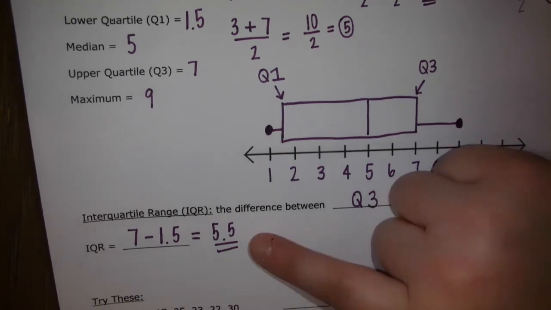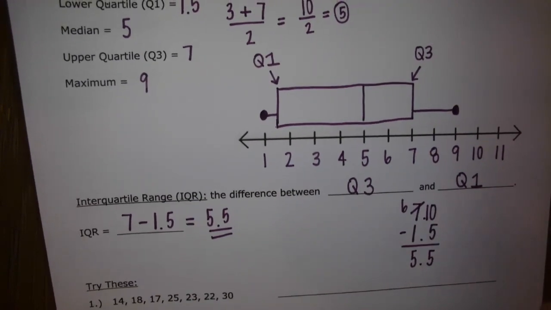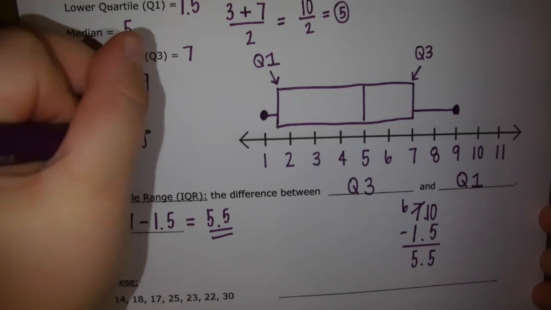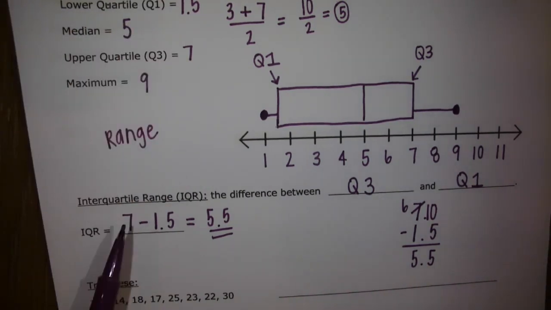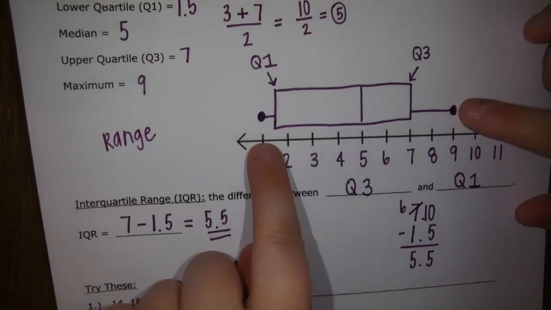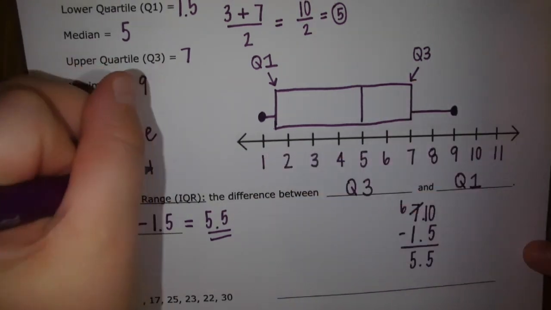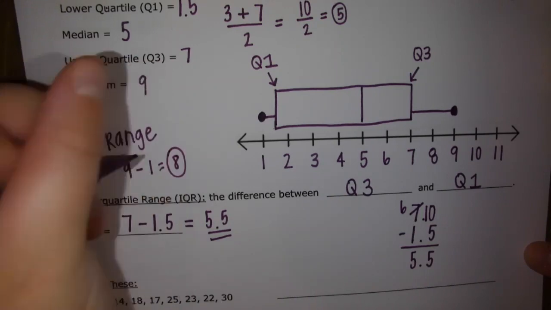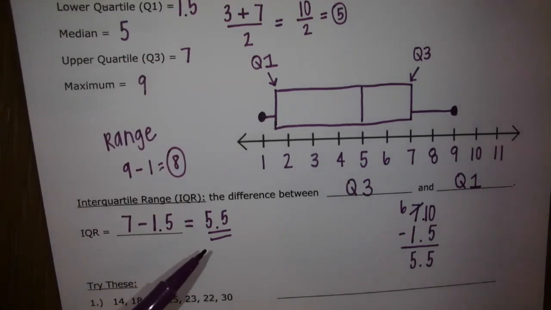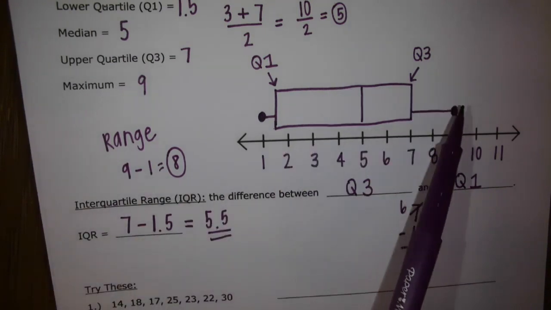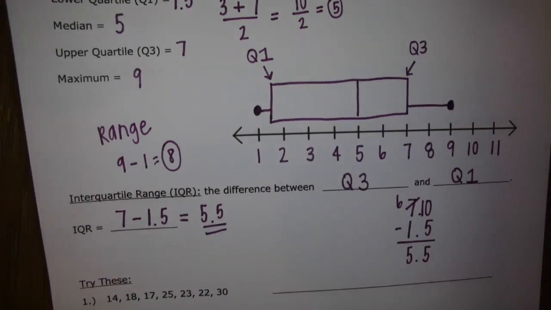Now, we have our interquartile range, but please remember that there is just normal range. And normal range is always your biggest number minus your smallest number. That will be your maximum minus your minimum. Don't let the fact that we have interquartile range confuse you with regular range. Regular range you just find subtracting your biggest from your smallest value.